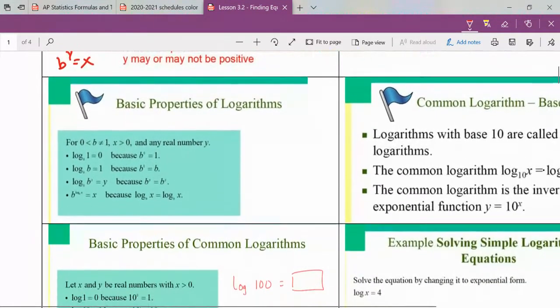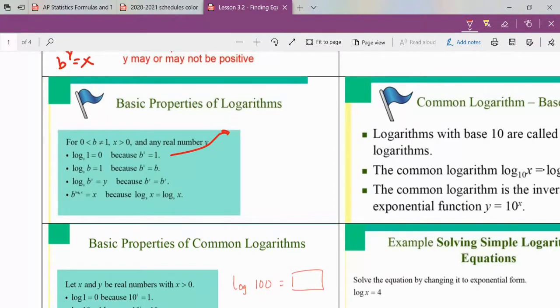We also had some basic log properties we should remember. This first one says that if we have log base b of 1, so log base of anything of 1, is 0. And again, you can double check this as you go through by doing the looping method. So b to the 0 power is 1. So really, it doesn't matter what that base is. Anything to the 0 power would be 1.